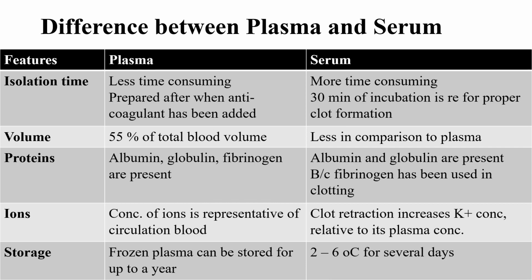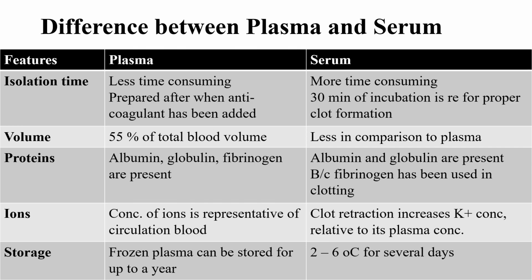Albumin, globulin, fibrinogen, these three proteins are present in the plasma, while in serum, albumin and globulin are present. Because fibrinogen is the clotting factor and also a protein which has been used in the clotting, so fibrinogen is absent in the serum. So albumin and globulin, these two proteins are present in the serum.